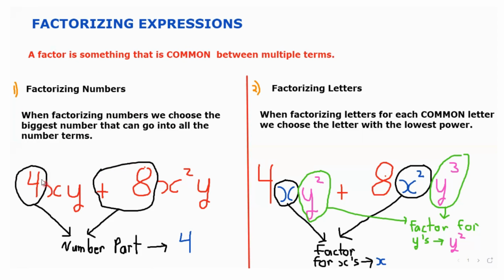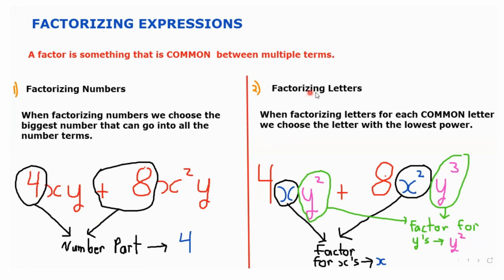So we have an example at the bottom here. We have 4xy plus 8x squared y, and we want to factorize this. We do not know how to factorize as yet, so we're taking one step at a time. The number parts here are 4 and 8. So ask yourself, what is the biggest number that could go into 4 and 8? And yes, for the number part, it will be 4. Okay? Take it one step at a time. You're just looking for the biggest number that can go into both of the number parts.